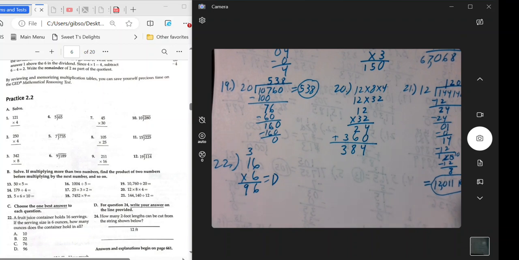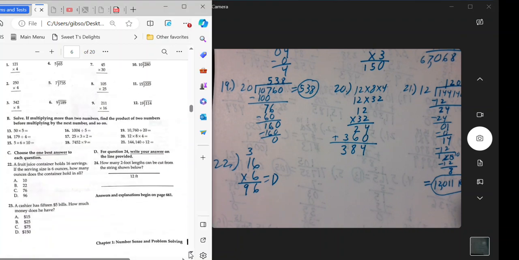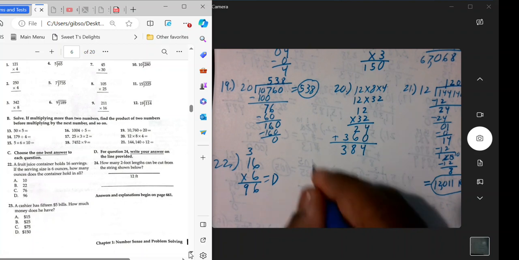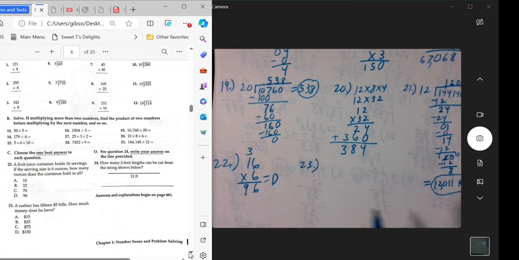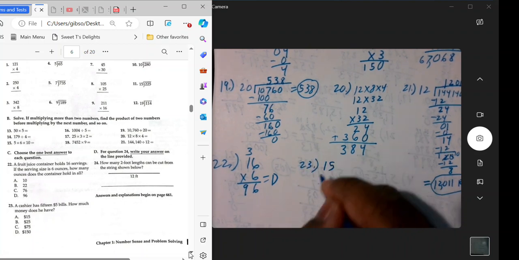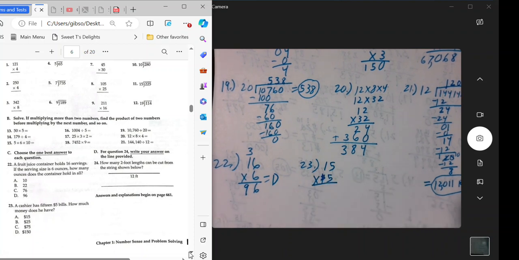Okay, now problem 23 is not showing. See if I could pull up 23. Okay, 23. It says a cashier has 15 $5 bills. How much money does he have? Okay, so we have 15 $5 bills, and we're trying to determine how much money this cashier has.